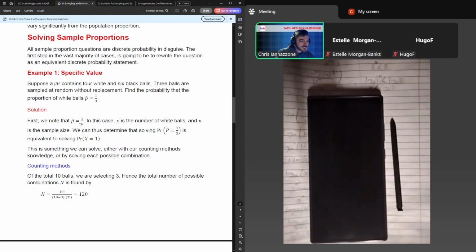Sub in your x value, sub in your n value, and then rearrange. So in this case, you want to get the numerator on its own, essentially. So if p hat is x on n, and it also equals a third, that means x equals 1. Clear enough on the conversion there? I'll pause for a moment.